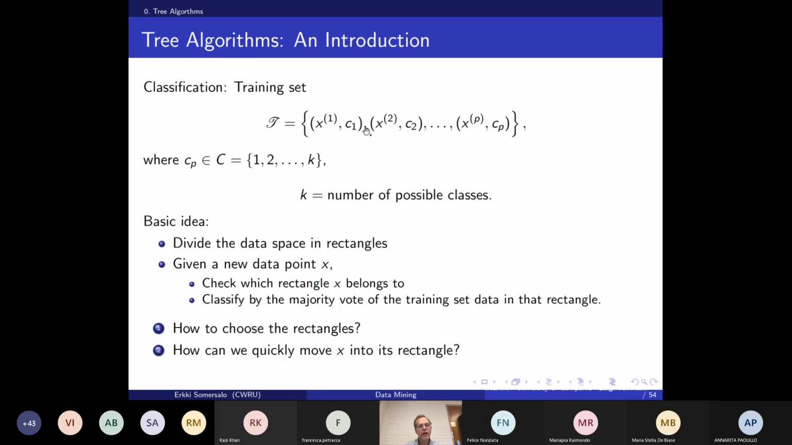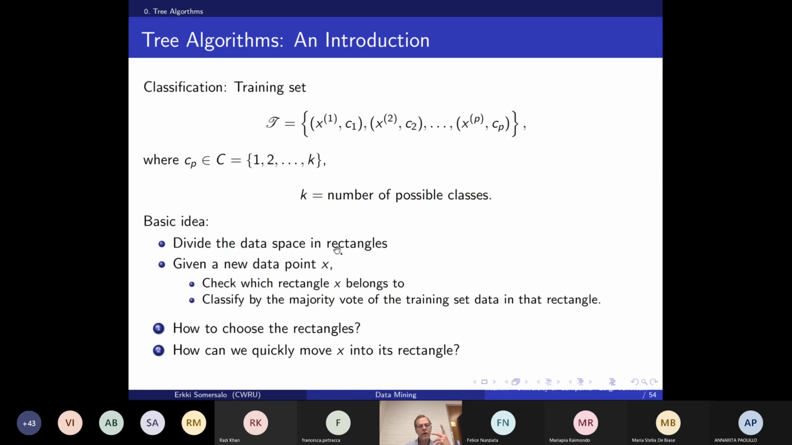So C_p is the class of the training data. We always train the system with the training data, and then we use it for classification later on. We have these P training data sets which have been classified by an expert, so we know what class these cases belong to. Then we try to build the classification tree based on that training set. Again, we use the same idea as in the regression: we divide the data space into rectangles.